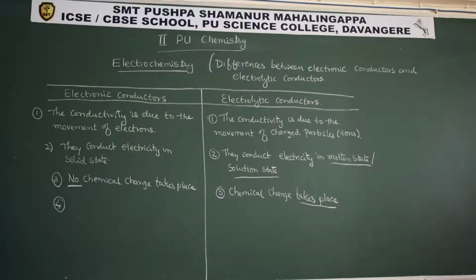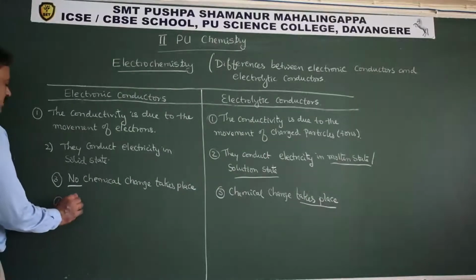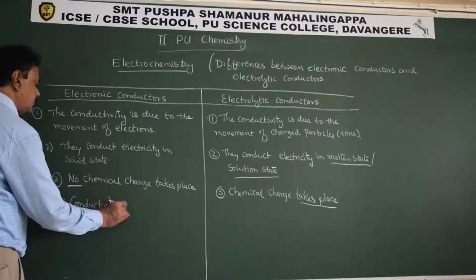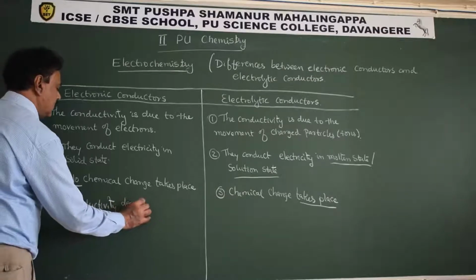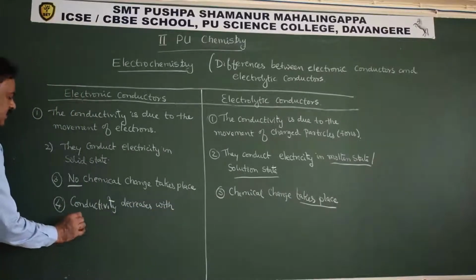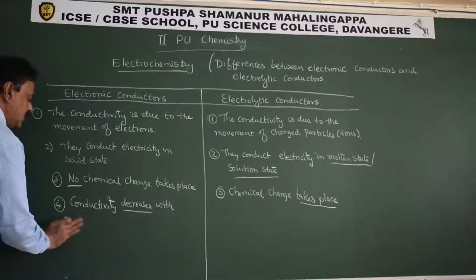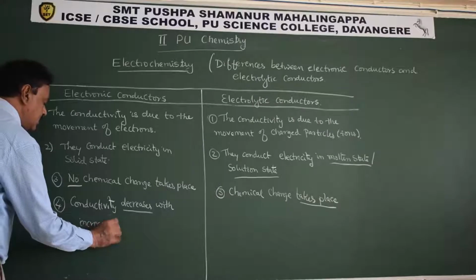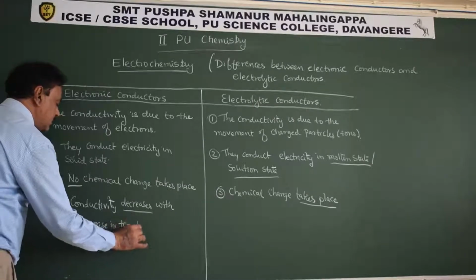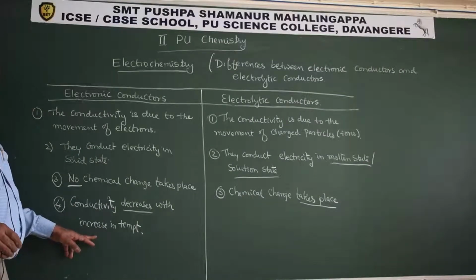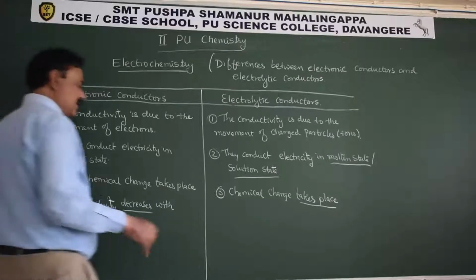Then the next one, the fourth one. Conductivity decreases with the increase in temperature. Yesterday we already discussed this. Conductivity decreases with increase in temperature, because its resistance increases. When temperature increases for the metals, resistance increases and conductance decreases.